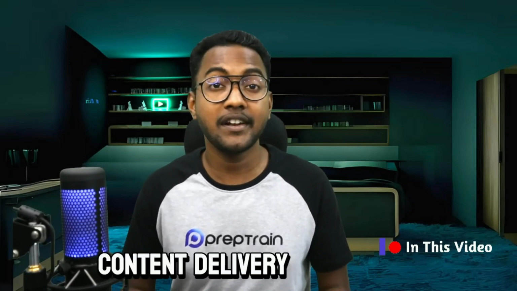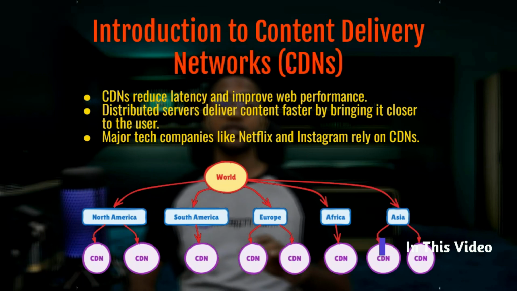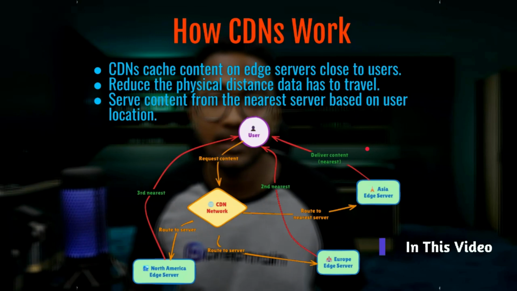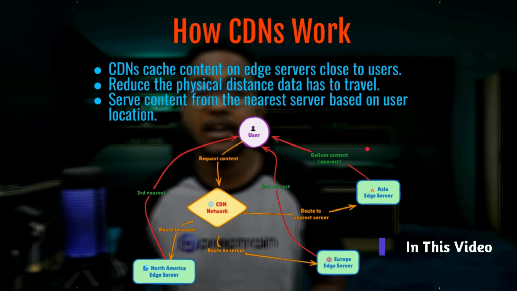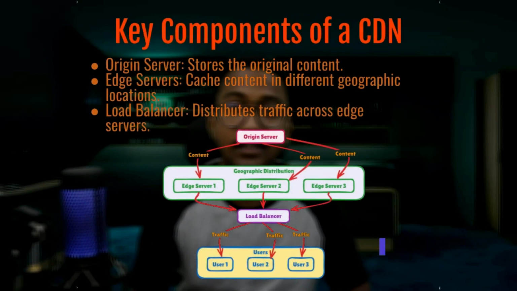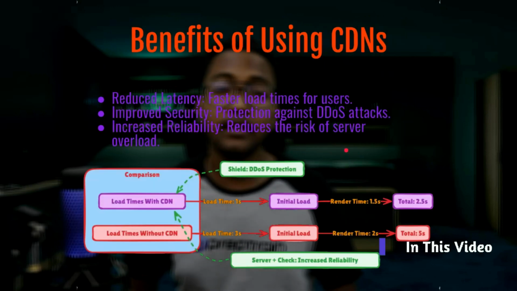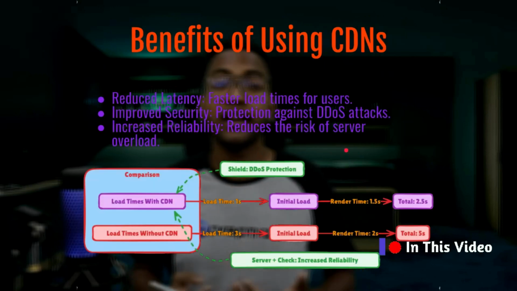Today, we are diving into a super important topic that powers the internet behind the scenes, content delivery networks or CDNs. To give you an overview, CDNs are essentially a network of distributed servers located across different geographical regions. CDNs operate by caching or storing content on edge servers that are distributed across different geographic locations. First, we have the origin server, and this is the main server where the original version of content is stored. Alright, so the first benefit is reduced latency. This is probably the most important advantage of using a CDN.